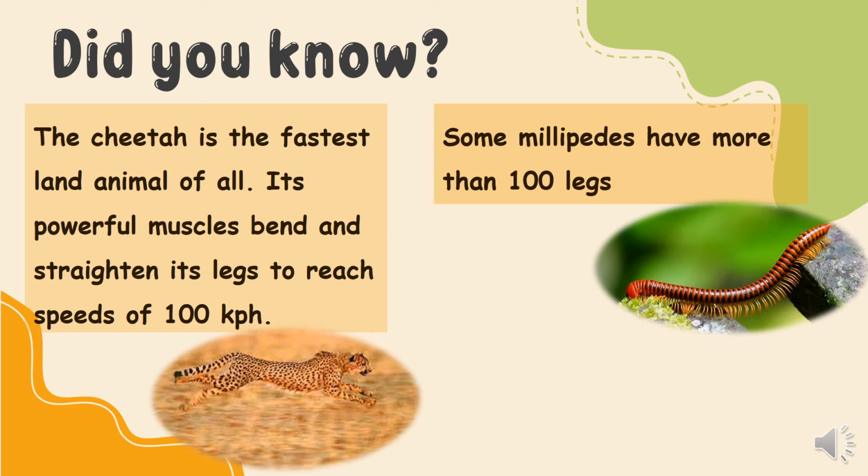And also some millipedes have more than 100 legs. Millipedes are a kind of worm, you can see, and each part of their body has two pairs. So that means four legs on each part. So the whole body has more than 100 legs. You can see in the picture here already.